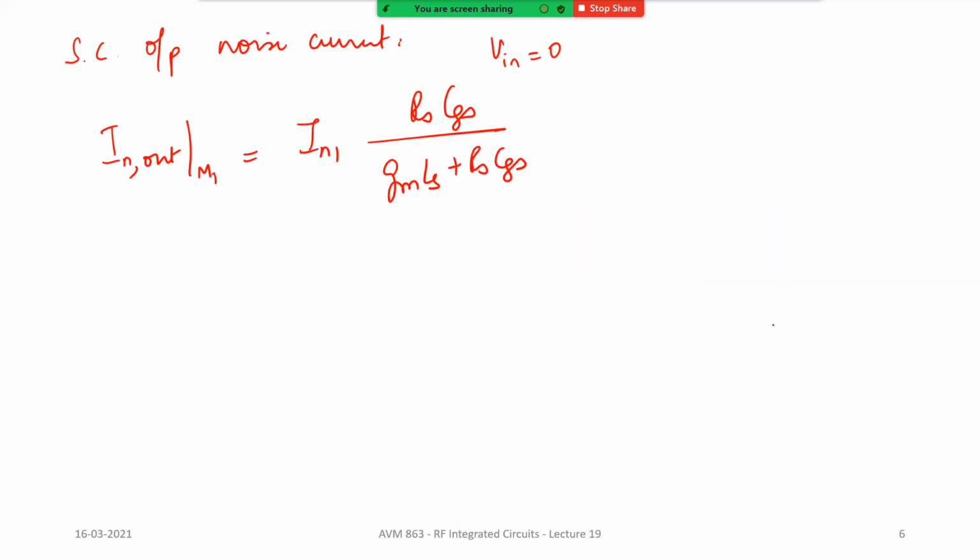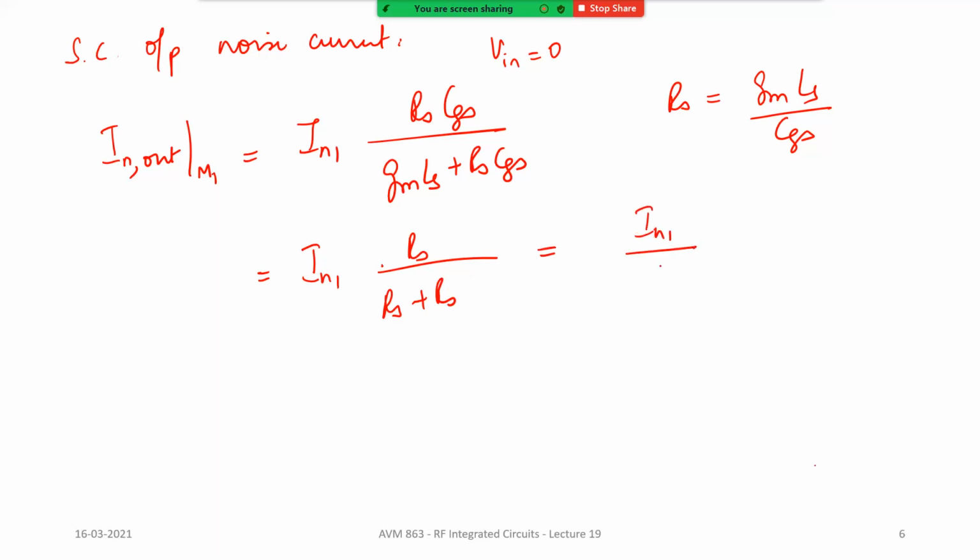Now let us try to simplify this expression. Again, we know that Rs is given by Gm Ls divided by Cgs. So let's divide the numerator and denominator by Cgs. What will you get? You will get I N1 into Rs divided by Gm Ls by Cgs, which is nothing but Rs, plus Rs, which is I N1 divided by 2.